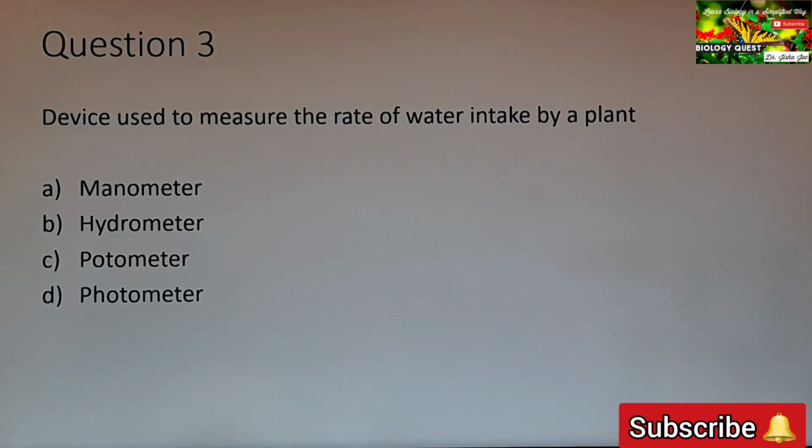Potometer is a device used to measure the rate of water intake by a plant. And photometer is an instrument or a device that is used to measure the intensity of light. Light intensities are measured using photometer. So what is the correct answer? Which is the device that is used to measure the rate of water intake by a plant? Option C, potometer.